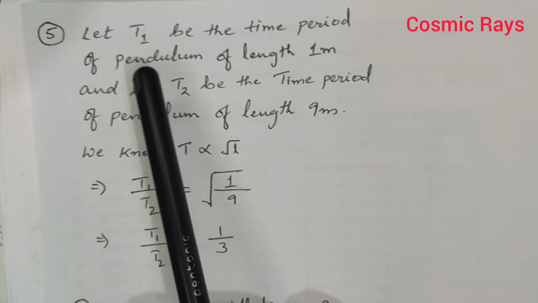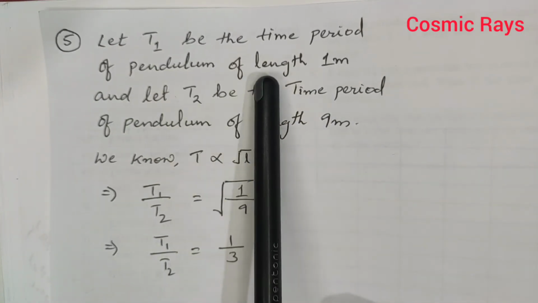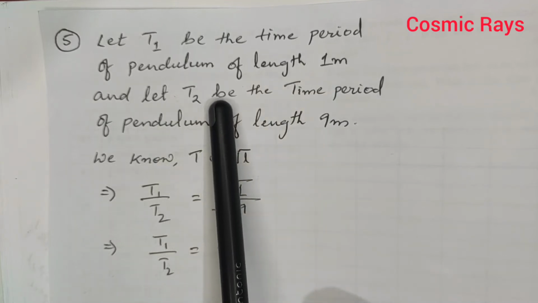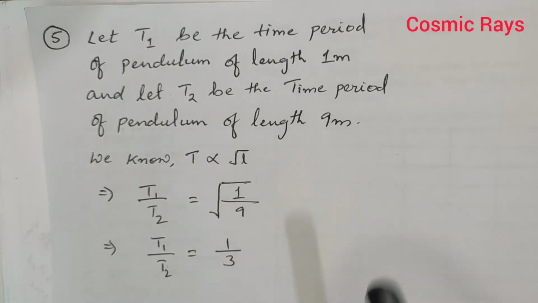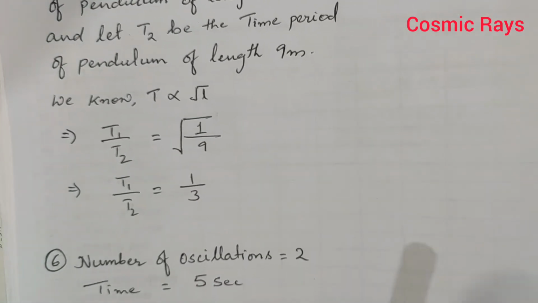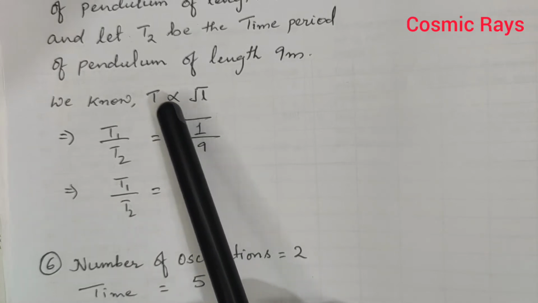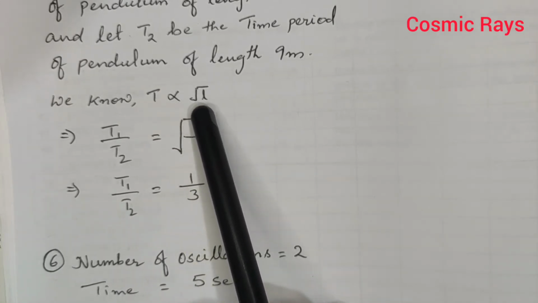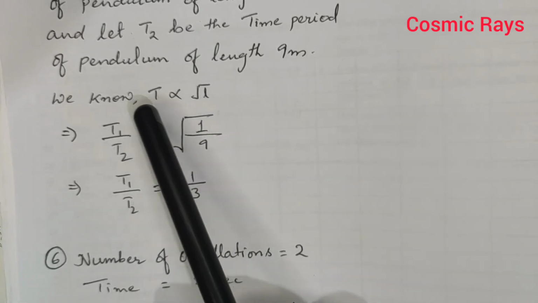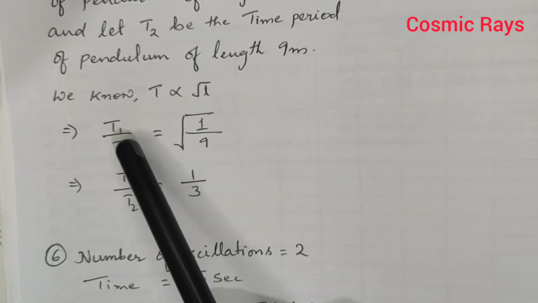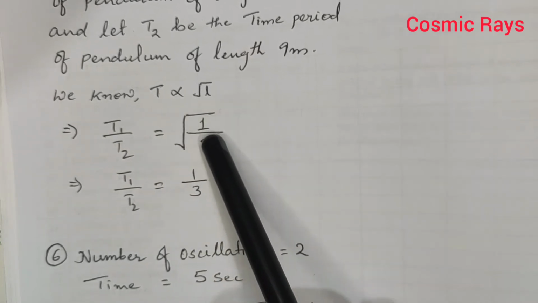We assume that let T1 be the time period of the pendulum of length 1 meter and let T2 be the time period of the pendulum of length 9 meter. Now we know that time period is directly proportional to the square root of length. So based on this, we know that the ratio will be T1 by T2 is equal to root over L1 by L2.